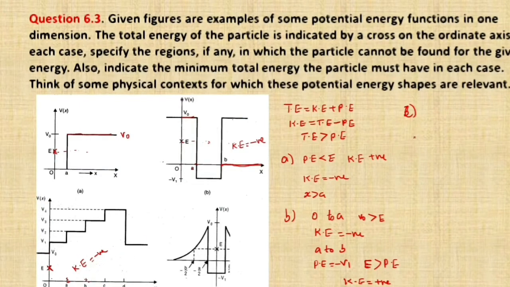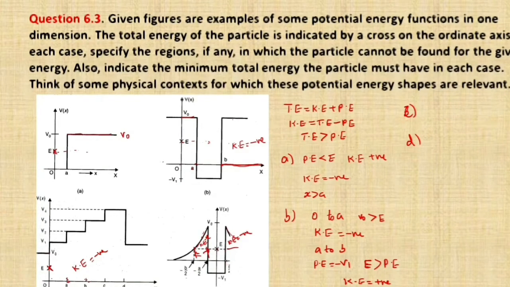Clear? Now look at the fourth one. Here you can see in the fourth one, the region in between minus a by 2 to minus b by 2. That means this region. Potential energy will be greater than the total energy. So in this region, what will happen? The kinetic energy becomes once again a negative value. Same way in this region also kinetic energy becomes a negative value because the potential energy will be greater than the total energy.